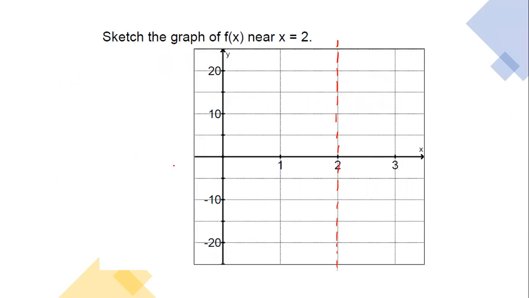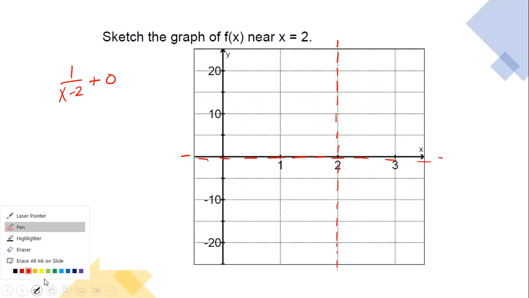The other thing we talked about yesterday, what else do I know that there is? What is my other discontinuity happening here? From graphing yesterday. So we have 1 over x minus 2. And where's that horizontal asymptote at? It's going to be at 0, because there's nothing being added or subtracted.